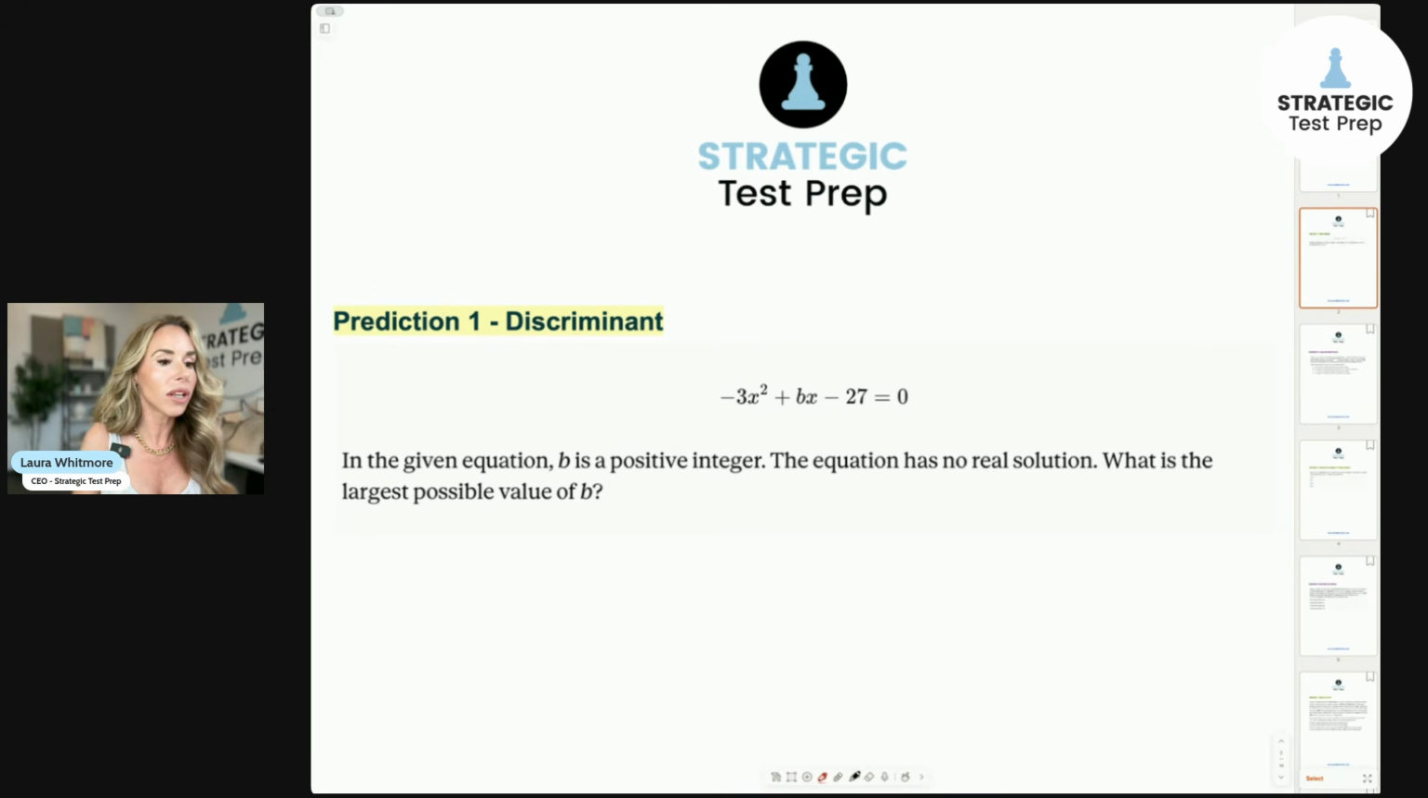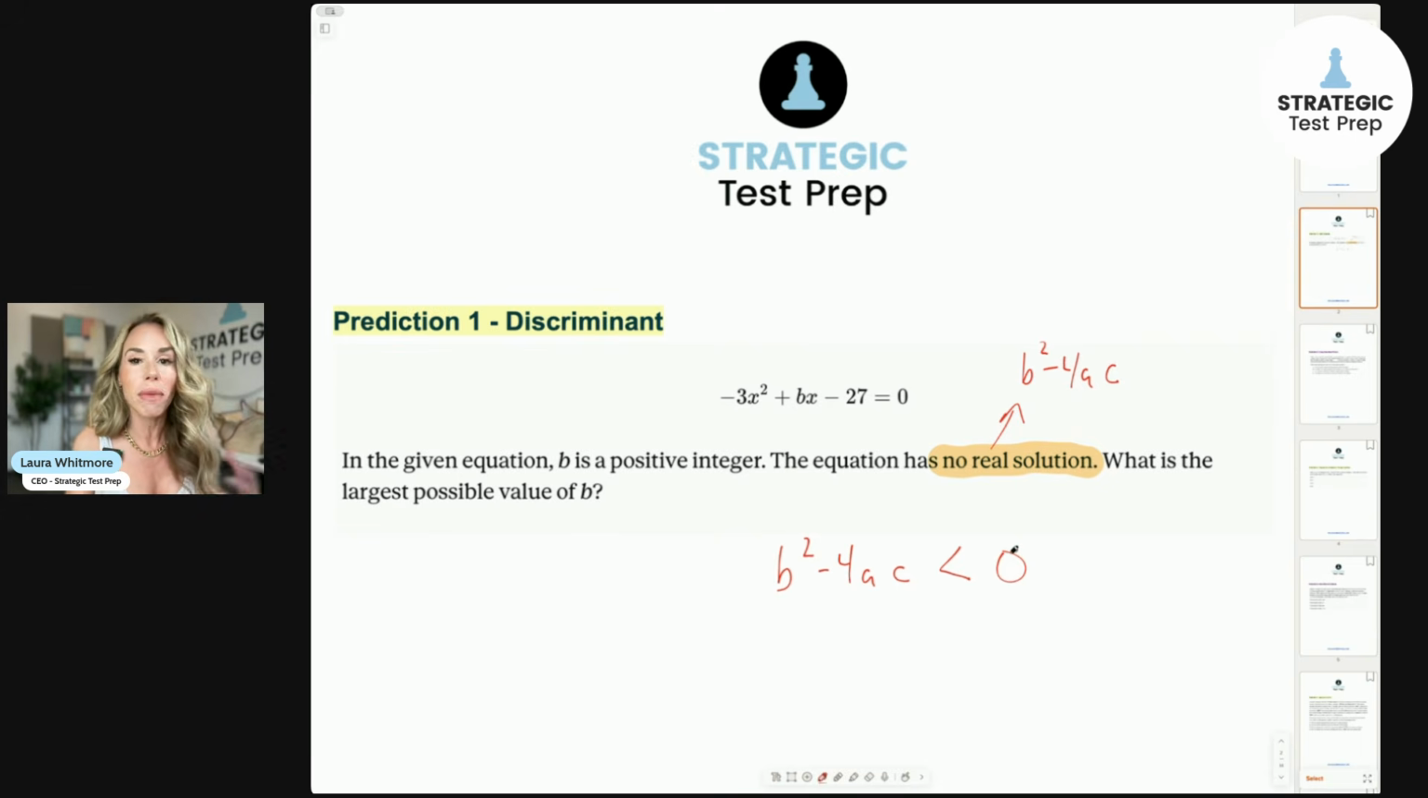When they talk about the amount of real solutions and you get a quadratic because your highest exponent is a 2, and they ask how many real solutions it has, immediately I want you guys to think about the discriminant, because that's probably what you're going to need to utilize. That's the portion of the quadratic formula under the square root, b squared minus 4ac. Now, if there's no real solution, that means b squared minus 4ac is going to be less than 0, because if it's negative, it'll make an imaginary number. You can't square root a negative number.